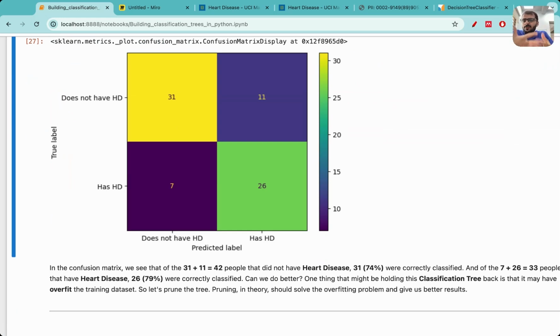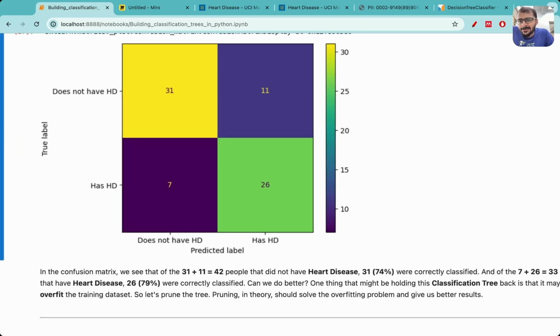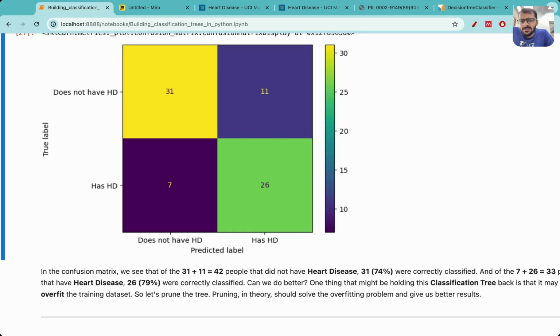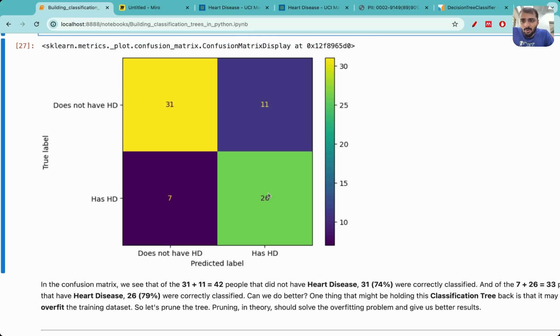Now, if you have not dealt with a confusion matrix before, let me show you how to read it. The first thing to do is look at this quadrant over here. The predicted label is has heart disease, and the true label is has heart disease, which means our prediction is correct and matches the true label. There are 26 people who had heart disease, and we also predicted heart disease. That's great. That's the first quadrant to look at, the green quadrant.